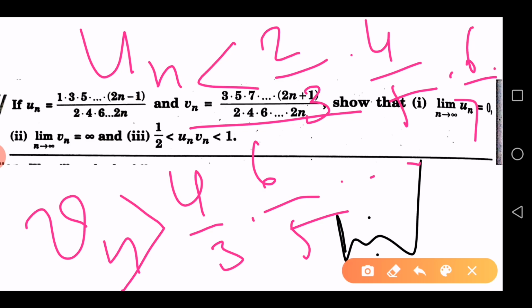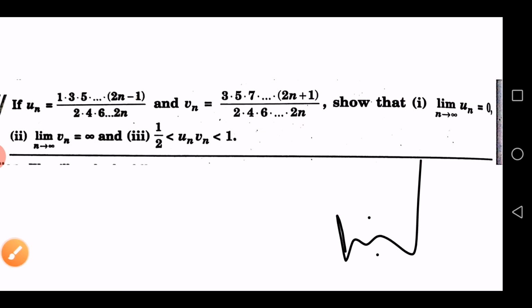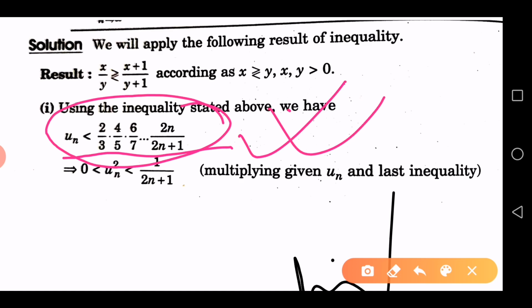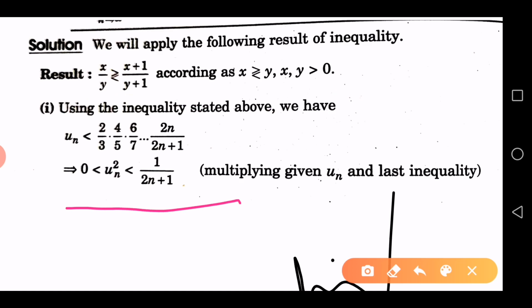So we will start from this result. Let us see. As we told, un is lesser than the product of these ratios. Now we multiply the given un with this inequality un we obtained. We have un square is less than 1 by 2n plus 1. All terms will get cancelled except 1 by twice n plus 1. So we get 0, un square is positive, so 0 less than un square less than 1 by 2n plus 1.